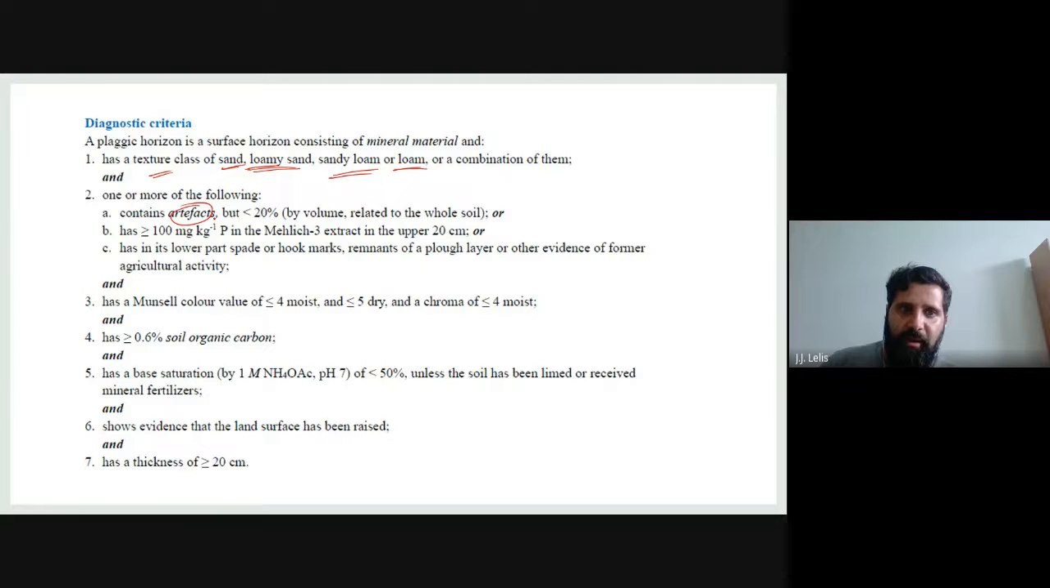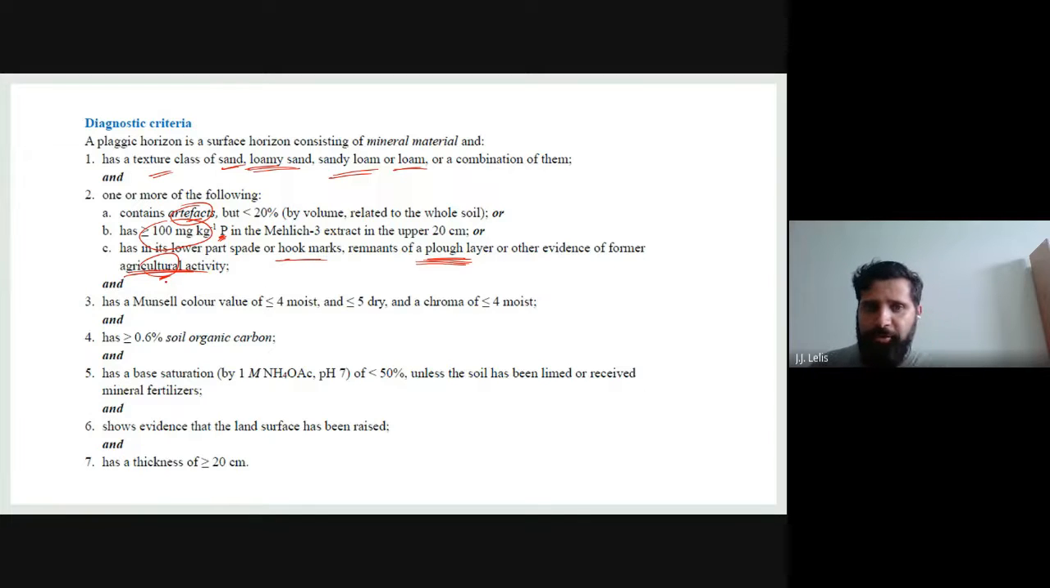They could present artifacts, which are materials created by man that are incorporated in the soil, or they could present a high content of phosphorus, or hoe marks or plow layers, like evidence of agriculture activity. So we should see a high content of phosphorus, artifacts, or any evidence of agriculture activity.